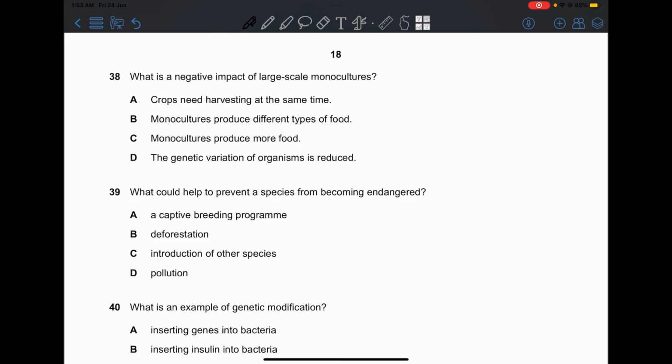38. What is the negative impact of large-scale monocultures? Now, of course, we know that this is going to decrease the variety of the plants. So, of course, this is one negative impact. So, let's read the options. A says crops need harvesting at the same time. Now, this is actually not a negative impact of large scale, so no. B says that monocultures produce different types of food. This is not actually a negative impact. So let's read C. Monocultures produce more food. Now this is actually an advantage, not a negative impact.